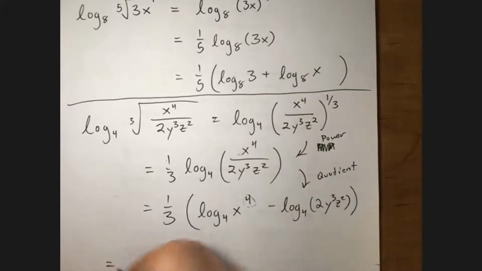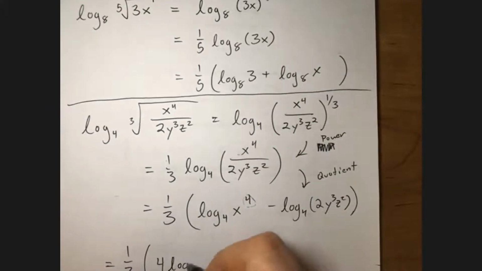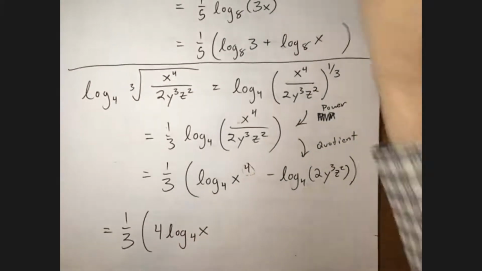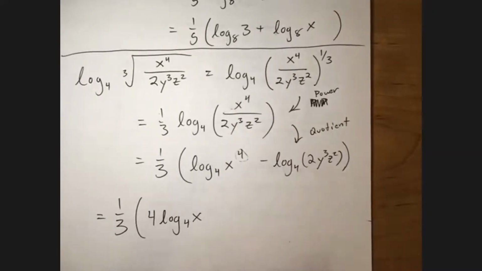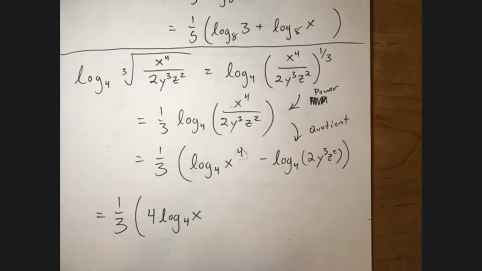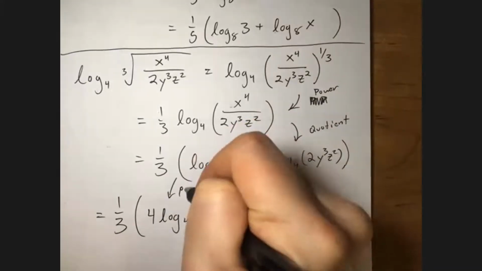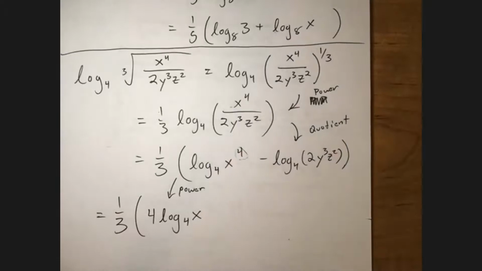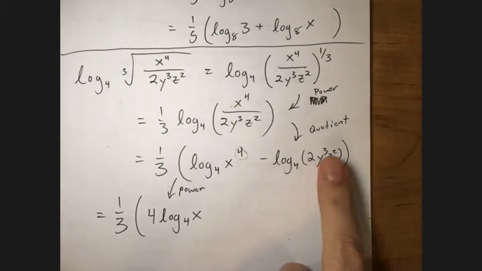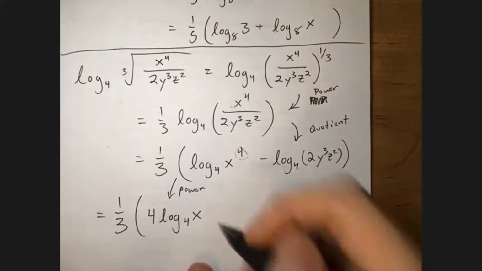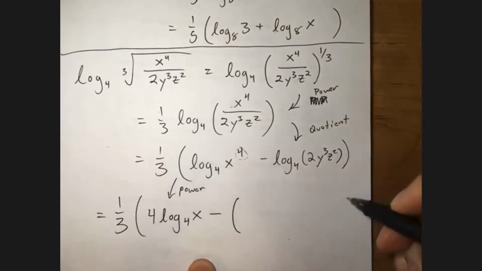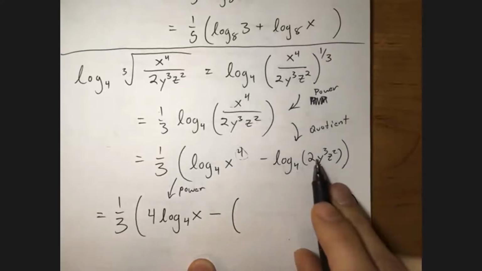I'm going to need more room over here. Scooch to the left. Okay, so, there we go. So I pulled that power in front using the power property. What can I do here? Well, that's going to become a sum because it's a product. So what I'm subtracting in here is going to become a sum of things. And there's 3 things.